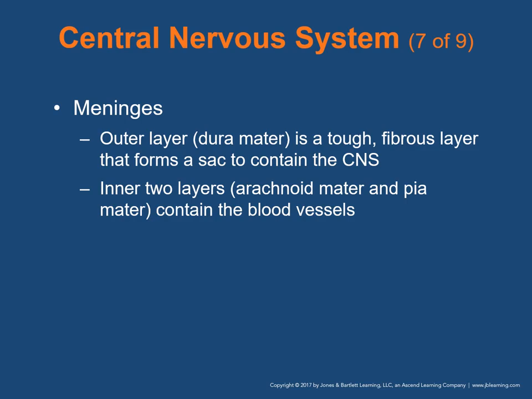The outer layer, the dura mater, is a tough, fibrous layer that forms a sac to contain the CNS. The inner 2 layers, called the arachnoid mater and the pia mater, contain the blood vessels that nourish the brain and spinal cord.